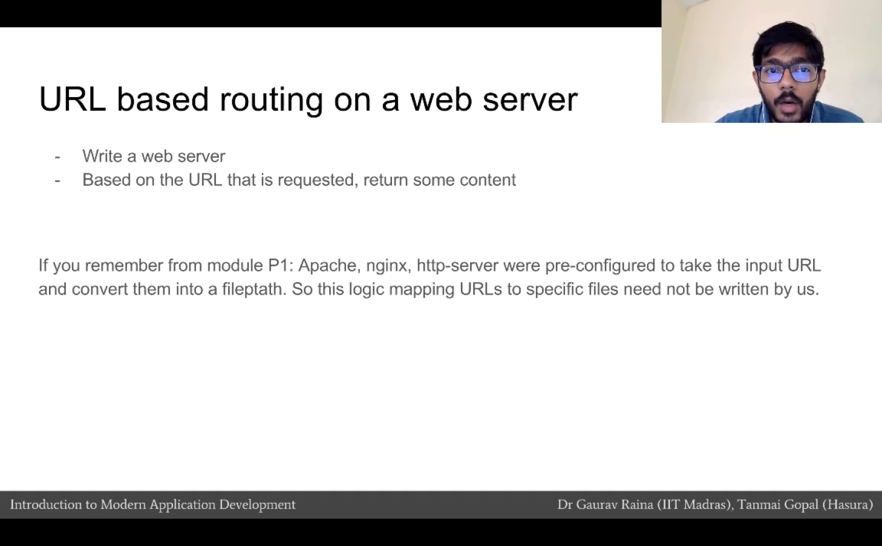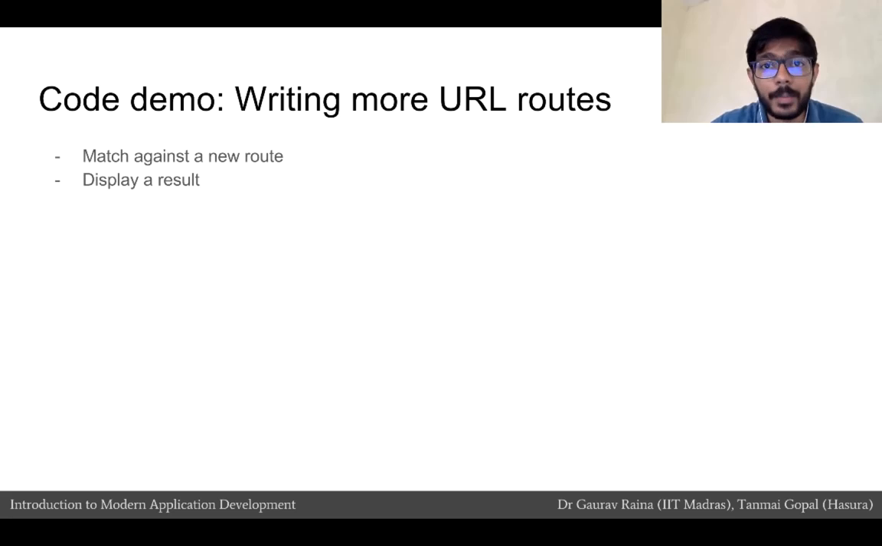To do this, we have to understand how URL-based routing works. If you remember from module P1, when we were using HTTP server and I mentioned that we could have used Apache or Nginx as well, we noticed that they were pre-configured, that they would take any input URL and convert that into a file path. They would search for that file within the same directory that they were running in or they were configured to use, and then they would try to serve the file from that path if it was available. We are going to do something similar, but we are going to write the logic of what happens when you go to a particular URL. So let's see how that happens.